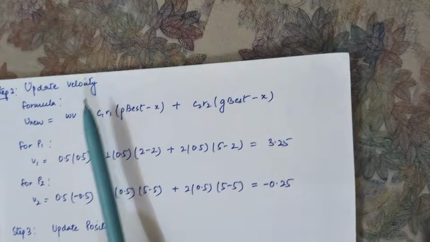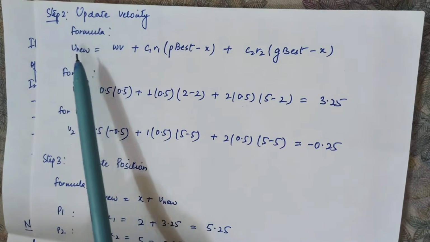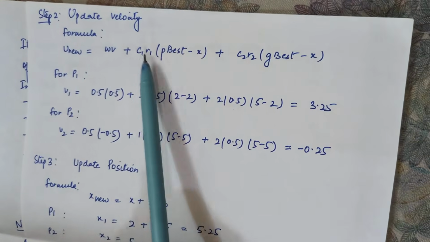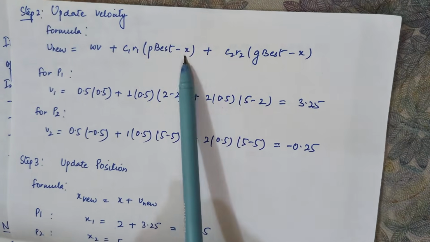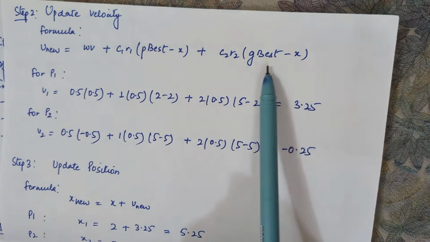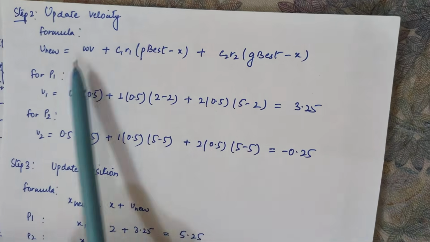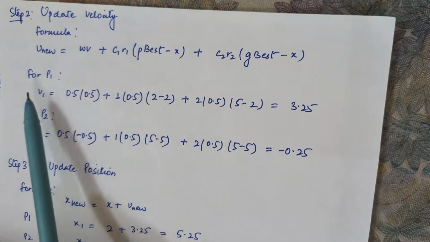Now the next step in the process is to update the velocity. For updating the velocity, you'll have to remember this formula: v_new equals w times v plus c1 times r1 times (pBest minus x) plus c2 times r2 times (gBest minus x). We'll simply substitute the values for p1.